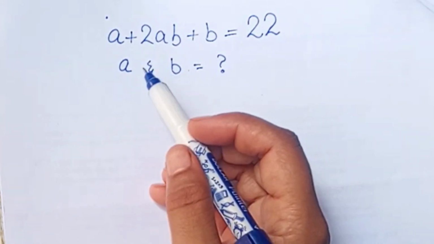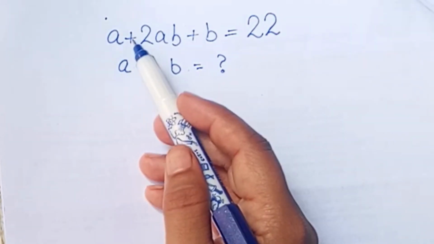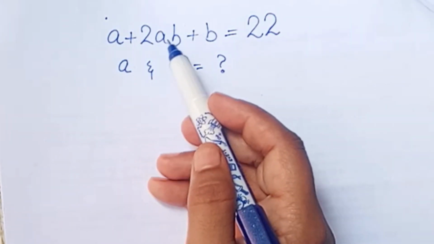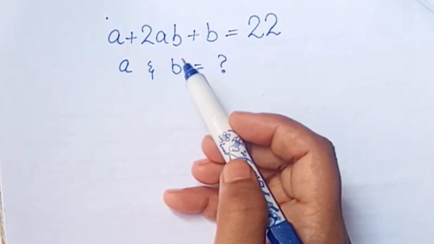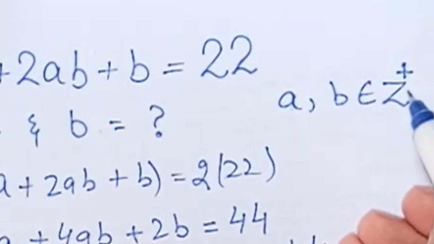Hello, let's try to solve this question. The question is: a plus 2 times the product of a and b plus b is equal to 22. Then what is the value of a and b? a and b belong to positive integers.